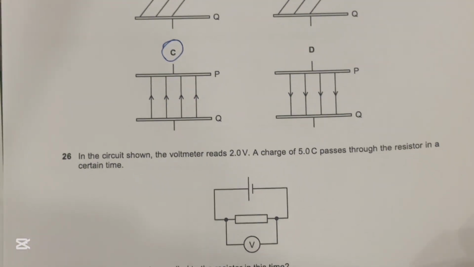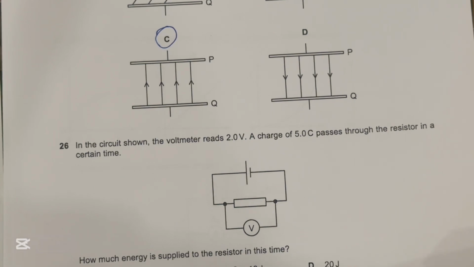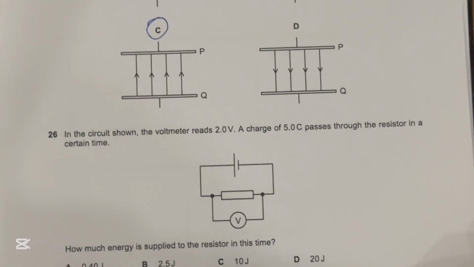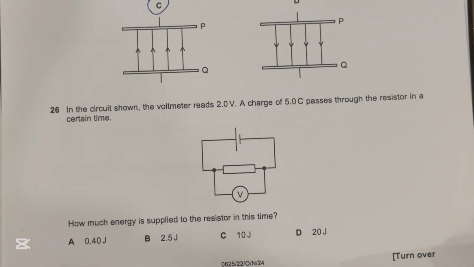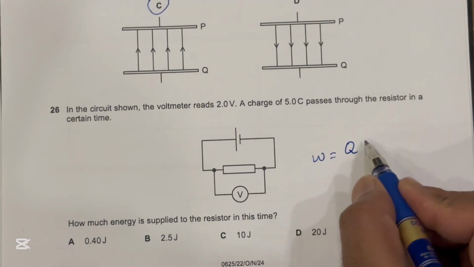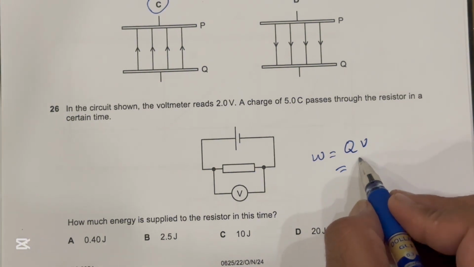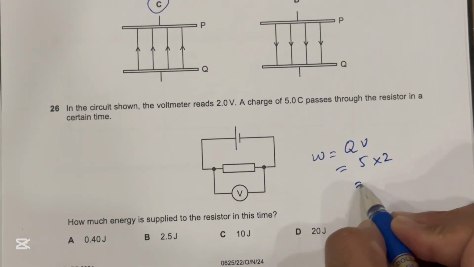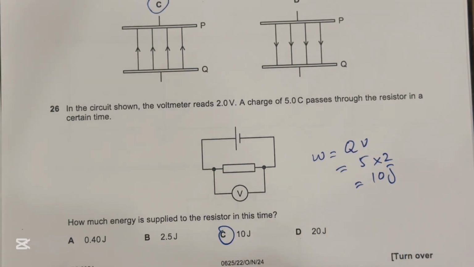Moving to question number 26. In a circuit, the voltmeter reads 2 volts. A charge of 5 coulombs passes through the resistor in a certain time. How much energy is supplied in the resistor in this time? We know the formula W is equal to QV, where Q is given, that is 5, and the voltage is given, 2, so it would be 10 joules. So option number C is the right choice.